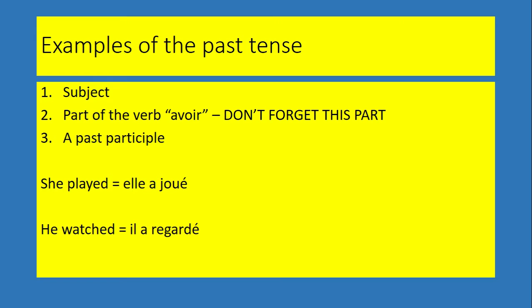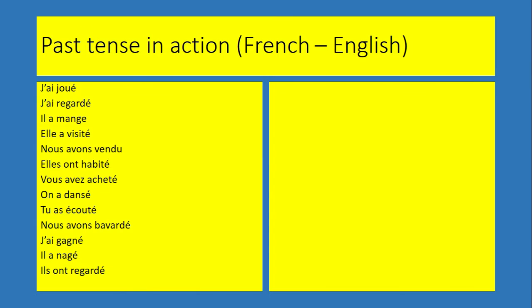Very easy to forget part of the verb avoir. Always, always, always, subject, part of the verb avoir in the present tense, and a past participle. And that's the most common mistake, forgetting avoir. So here's the past tense in action.